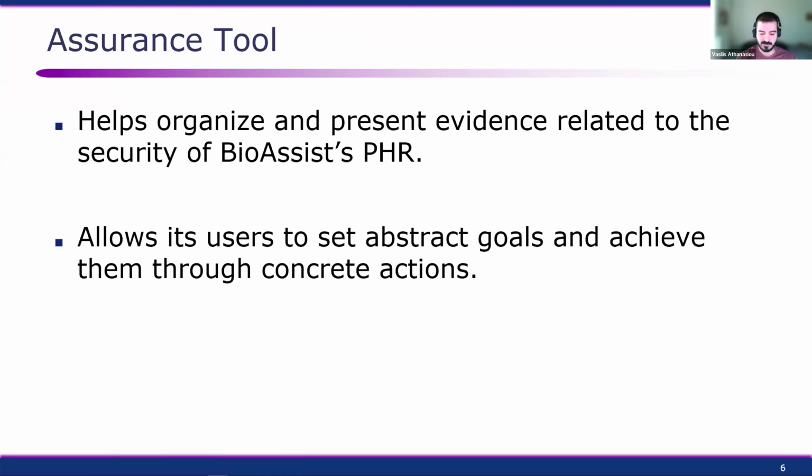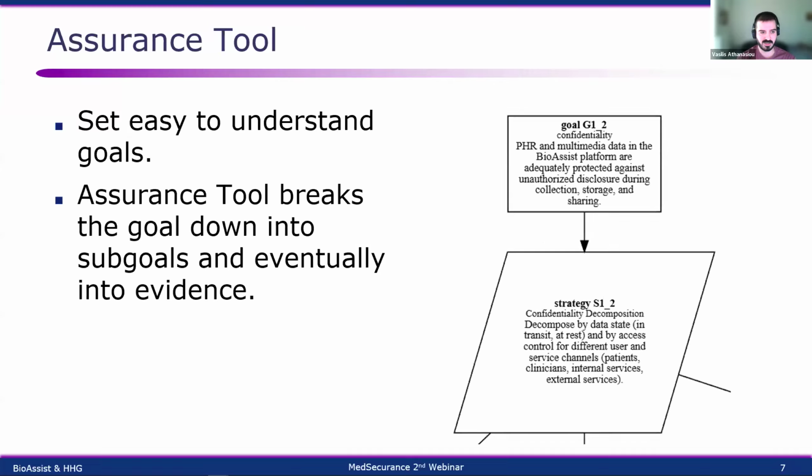So starting off, one workflow that one would follow to achieve regulatory compliance using the MedSecurance tools would be to first start off using the assurance tool, where one would define some high-level abstract goals and use this system to produce more concrete evidence that one can achieve using one of the other MedSecurance tools. So for example, here you can see that one goal that has been set as a primary goal is to make sure that personal health records and any multimedia data from the BIOS platform are protected against unauthorized disclosure during collection and storage and sharing.